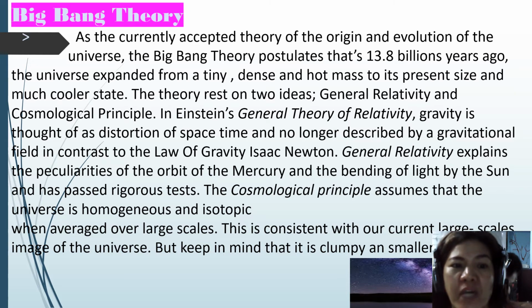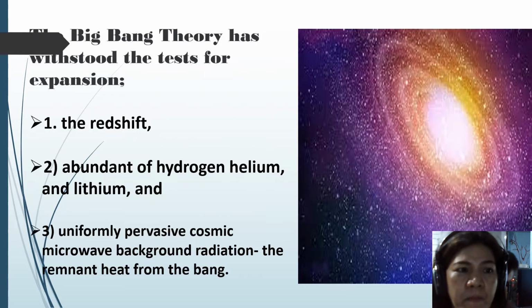Now we have the cosmological principle. It assumes that the universe is homogeneous and isotropic. When averaged over large scales, this is consistent with our current image of the universe. But keep in mind that it is clumpy on a smaller scale.